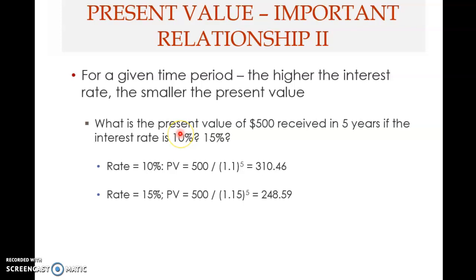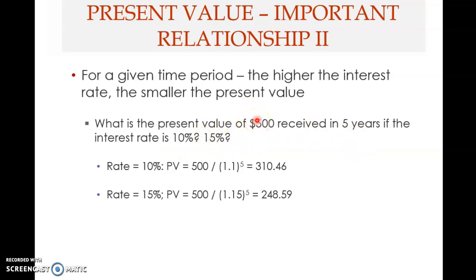Alright, now we look at the second relationship. For a given time period, the higher the interest rate, the lower the present value, or the smaller the present value. So again, this is a negative relationship. Now we look at the same or similar problem. The present value of $500, this is the future value. The future value is fixed, received in 5 years if the interest rate is 10% and 15%.